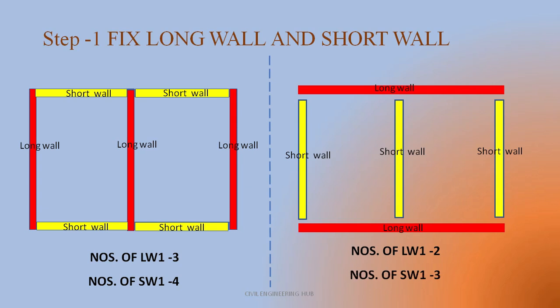Of course, it doesn't make any difference in quantity. Your quantity will always remain the same, but sometimes what happens is that you are increasing your calculation by choosing the wrong direction. You need to always fix long wall and short wall in such a way that you have minimum calculation.